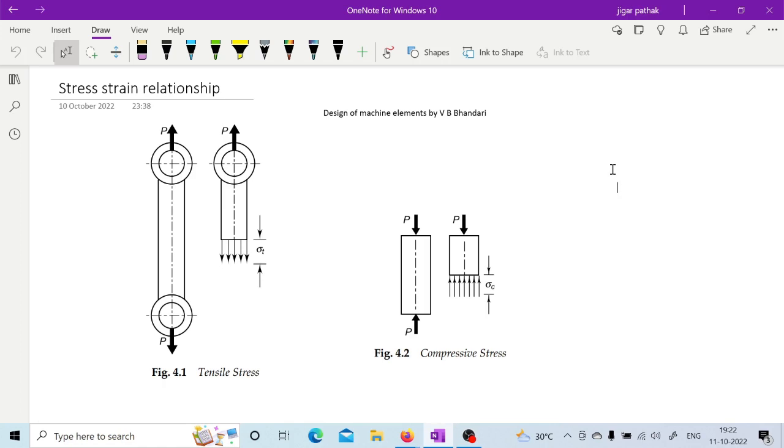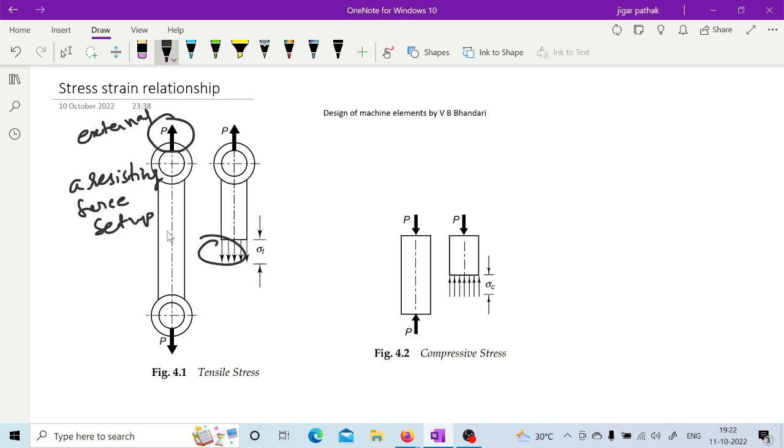So basically, whenever a mechanical component is subjected to some external force, as it is mentioned here, what is going to happen is a resisting force is going to set up inside the component, as you can see, right? So this is the external load applied.